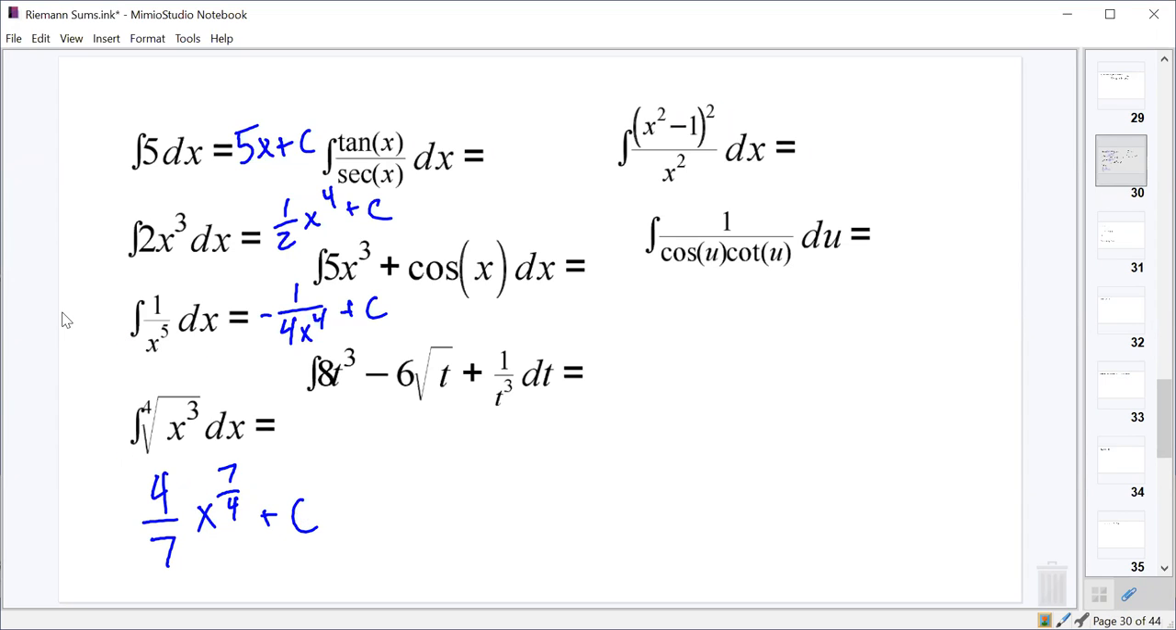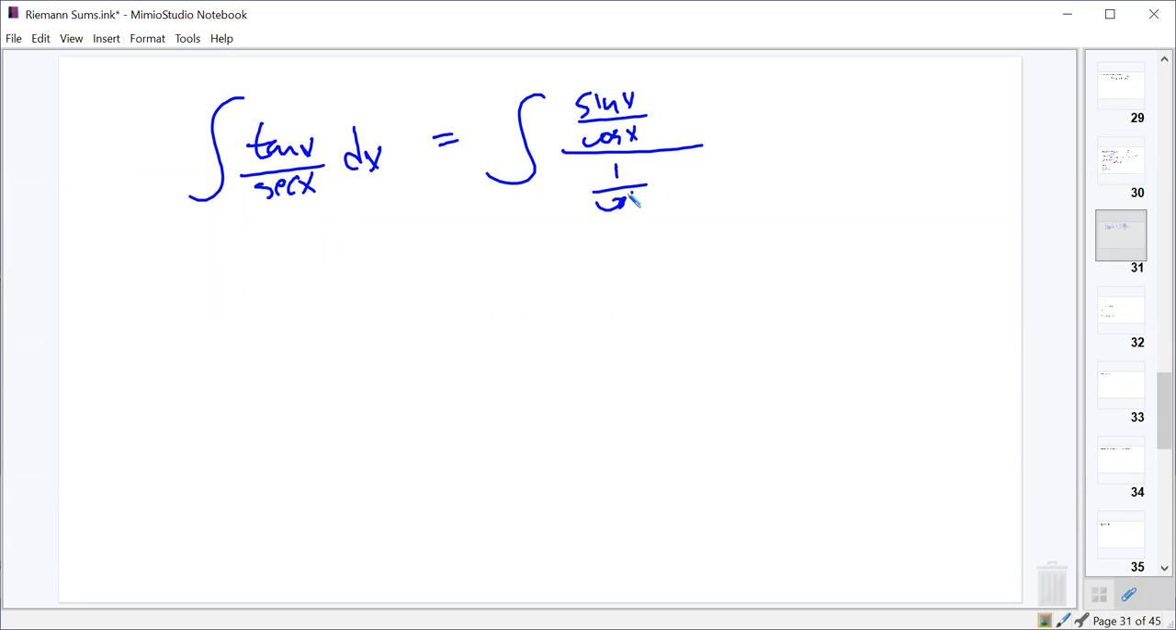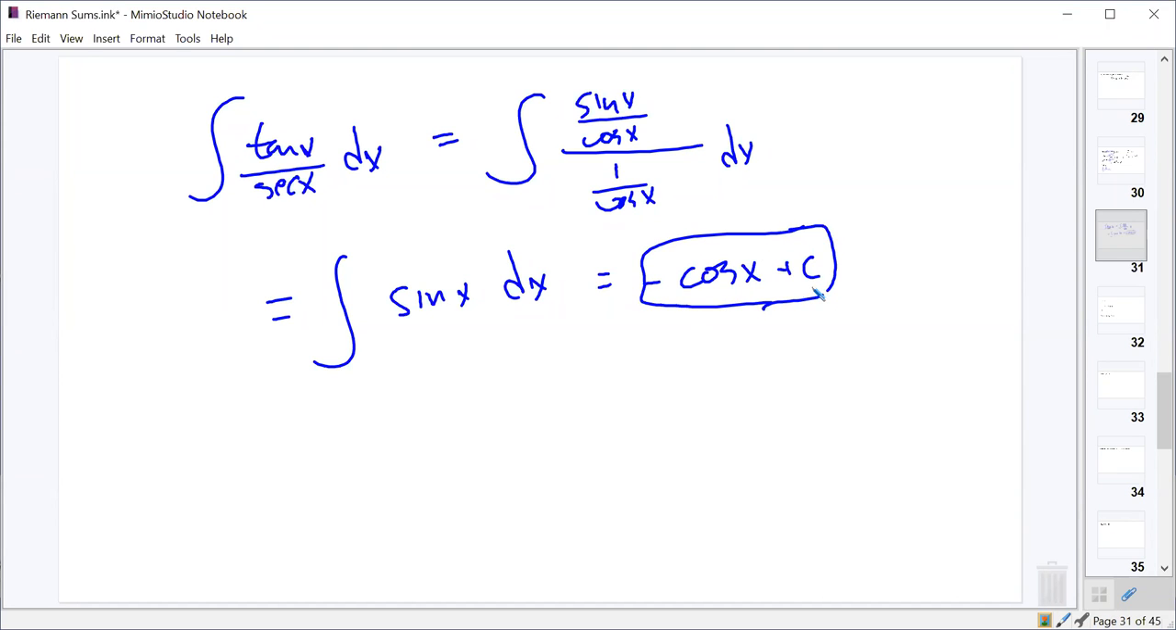All right, what about tangent x over secant x? I have no room here, so I'm gonna make a new page for this. So the integral of tangent x over secant x. What should we do with that first? Yeah, just simplify it down. Right, this is the same as the integral of sine over cosine over 1 over cosine, which is the integral of sine. And what's the integral of sine? Negative cosine x plus our constant. Good or no?